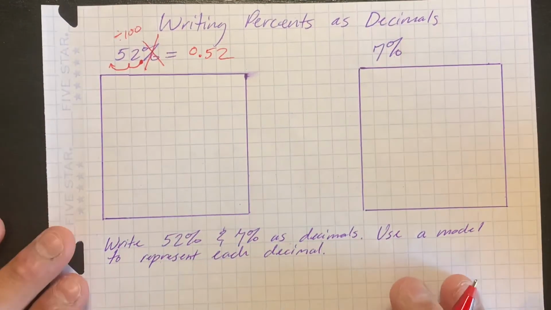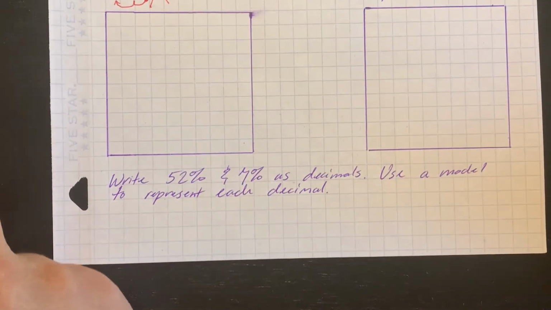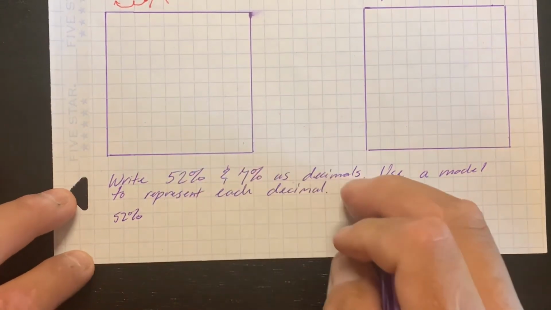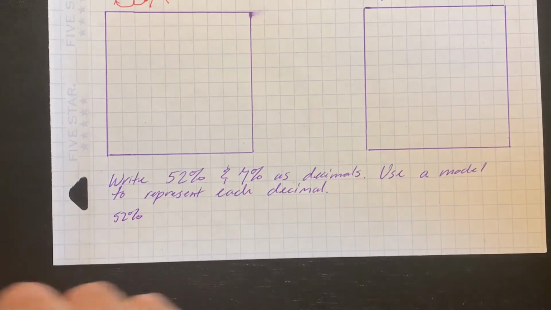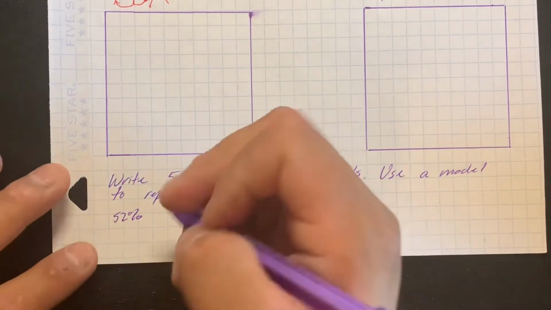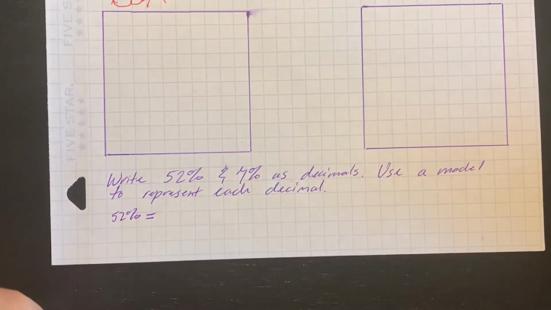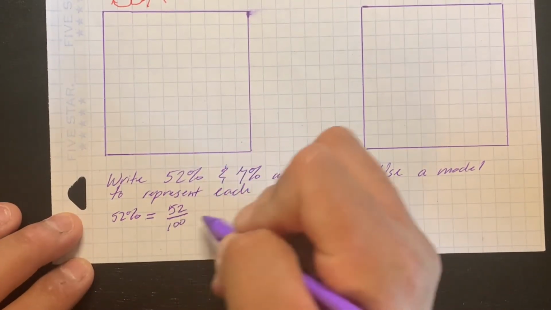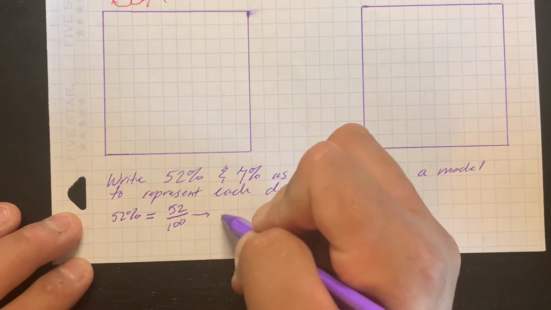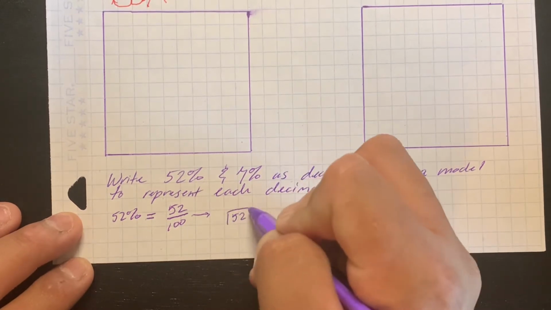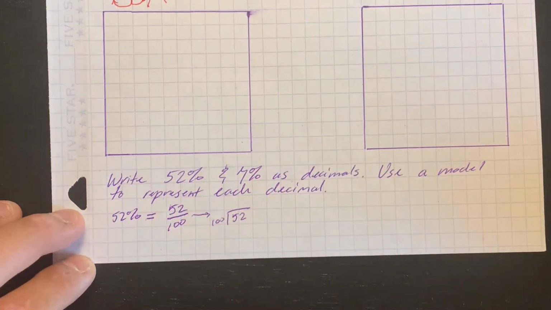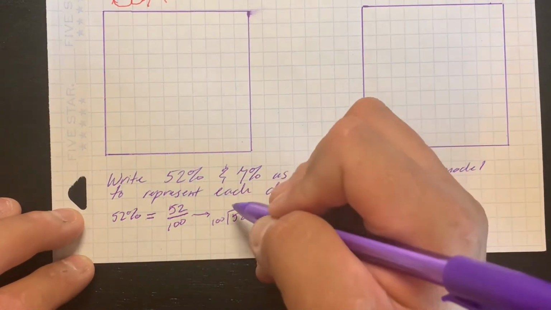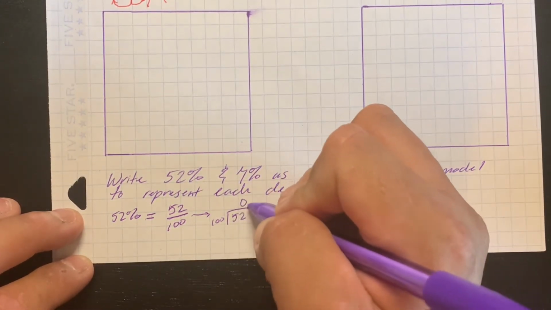Here's what I mean. So if we have 52%, we have 52%. Now, remember, percents are per 100. That is going to be equivalent to 52 per 100. But if we really think about it, we're going to be dividing 52 by 100. So how many times can 100 go into 52? Well, it can't. Okay, so it can't. So put a 0 there.